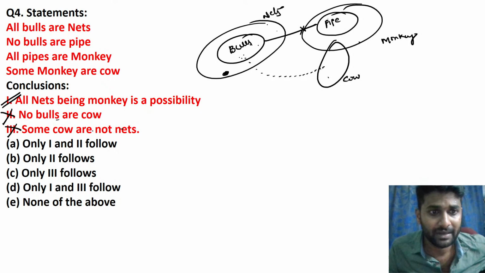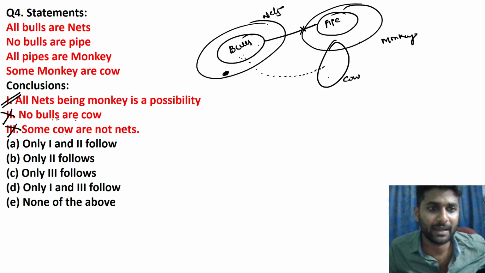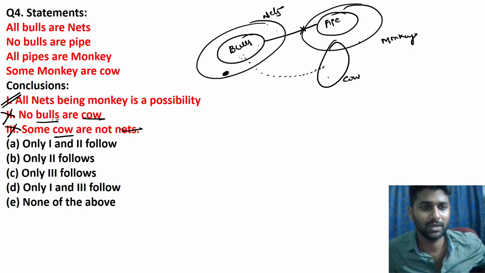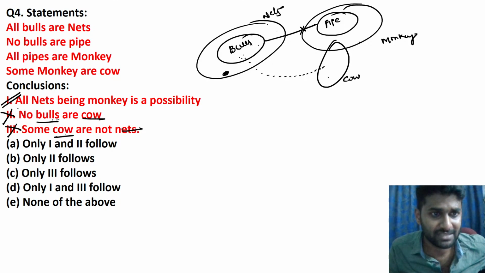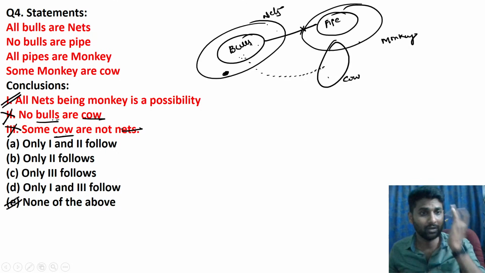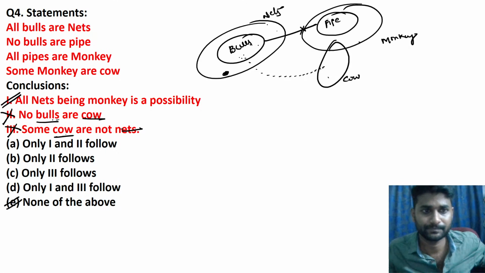So bull cow, net cow. Both are different parameters, different objects. If they are different objects, there is no chance for either or. Here the answer is O, A. Only conclusion one follows. You can choose none of the above. Out of all the things, you have to choose that option.